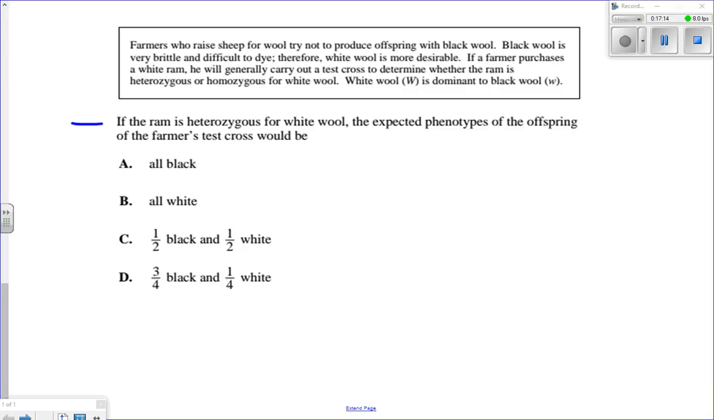So, in the question, it says, if the ram is heterozygous for white wool, meaning big W, little w, the expected phenotype of the offspring of the farmer's test cross would be. Well, we need to know what the ram's being crossed with. Of course, the ram's being crossed with the ewe, female sheep. But what is the genotype of the ewe? Well, the key to this question is that it tells us that it's a test cross. And in the test cross, we always cross with homozygous recessive. So that's little w, little w.